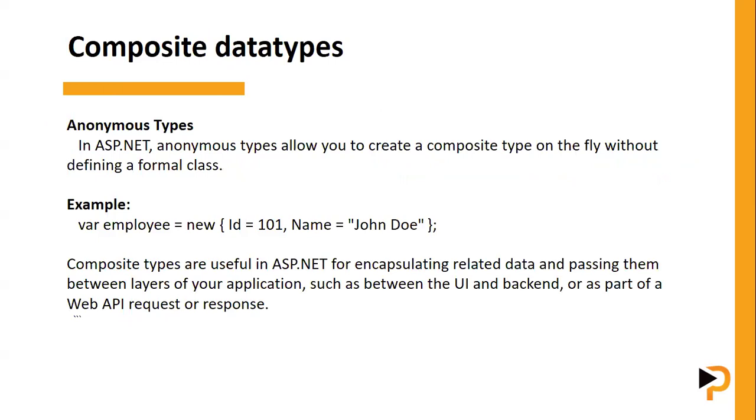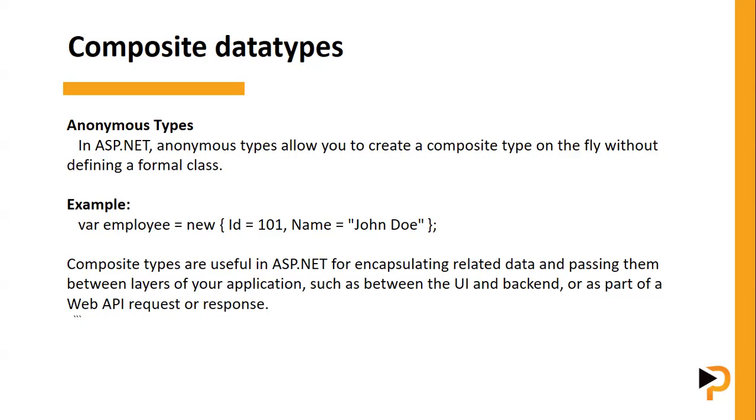Anonymous types: you can create an anonymous class. Obviously the anonymous class is also considered a composite data type. Here you can see anonymous types allow you to create a composite type on the fly without defining a normal or formal class.